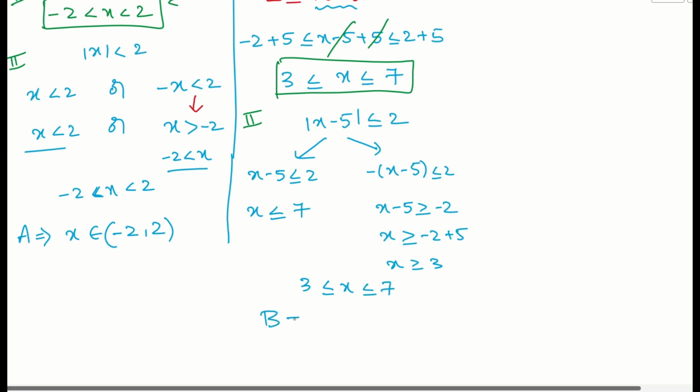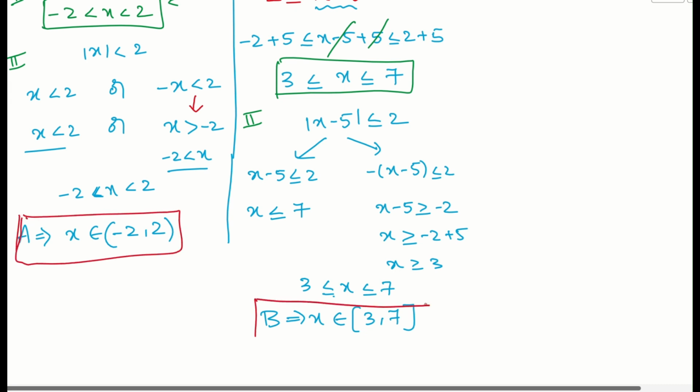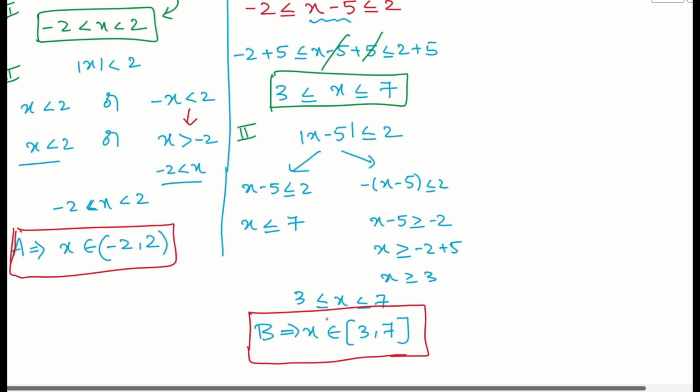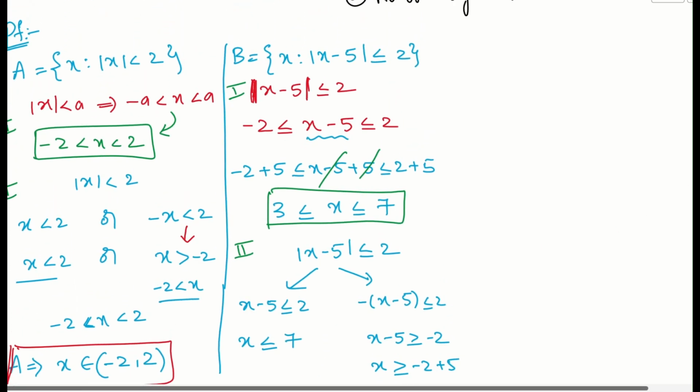So I can say that x belongs to the interval from 3 to 7. 3 is included, so we take a closed interval, and 7 is also included, so we take a closed interval. If you have a doubt about why we are taking an open interval in one case and a closed interval in another, I will let you know when to take open and when to take closed intervals in the next video. You will understand the basics easily. For the time being, try to remember this.